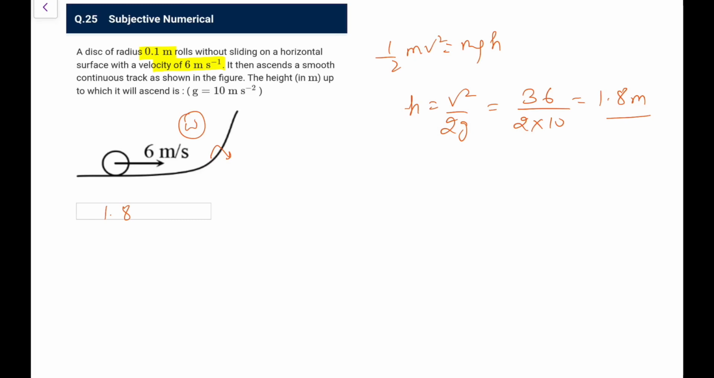You can try. If it would have rolled up continuously, then what would have happened? So here in the solution, again they have done it wrong, because they have given a smooth track, so it cannot continue pure rolling here. So again the answer has a mistake here. I'll go for 1.8 meters.